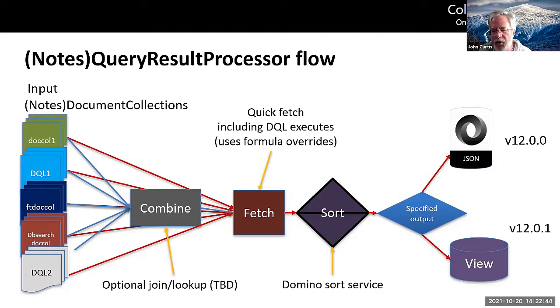Now the sort, you're very familiar with the sort used with views. Obviously, that's how views work. We also have the sort as a callable API available for the engine to use in case of the JSON data. So we're sorting for JSON, we're sorting for views, same sort, but we're providing different outputs to specify the output, either JSON or view are the current offerings there.